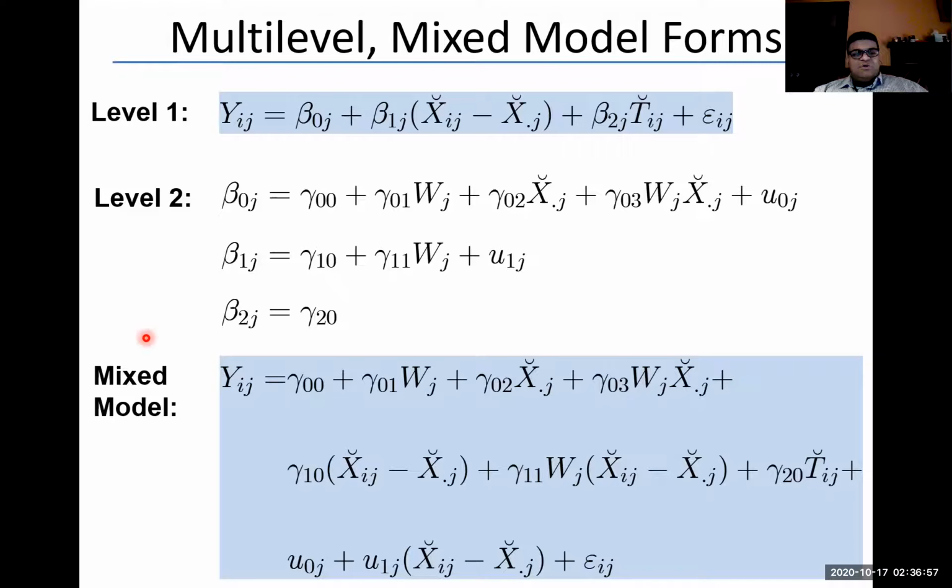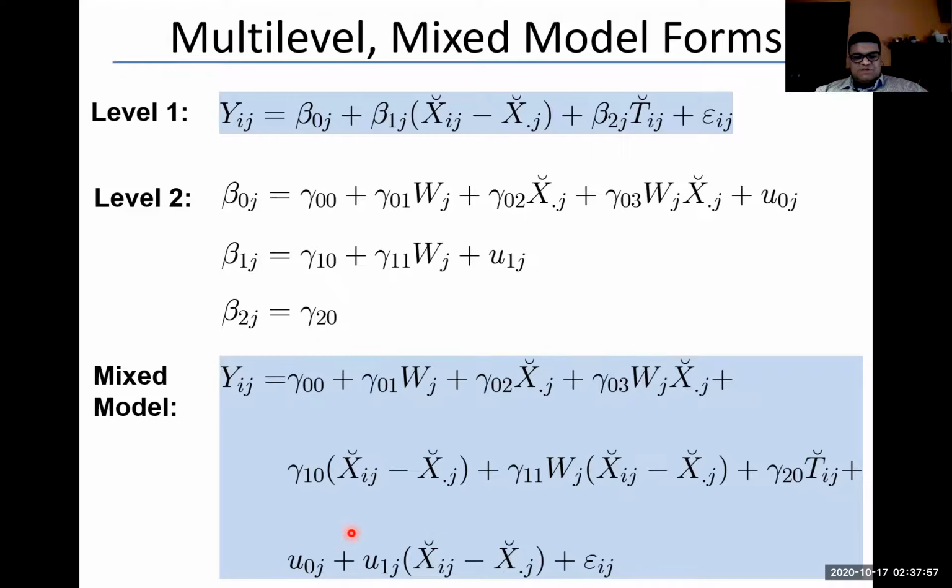Now, there is an equivalent representation of these level 1, level 2 equations called the mixed model, which essentially what you do is for beta 0j, you substitute everything on the right-hand side of that level 2 equation. So you substitute all of this into beta 0j, you substitute what's on the right-hand side of the equation for the beta 1j term, you substitute what's on the right-hand side of the equation for the beta 2j term. And what you get is what you get down here. So right here, these are the terms that were on the right-hand side of the beta 0j. Here, these two terms are the terms that are on the right-hand side of beta 1j. And then this is the time term that's here.